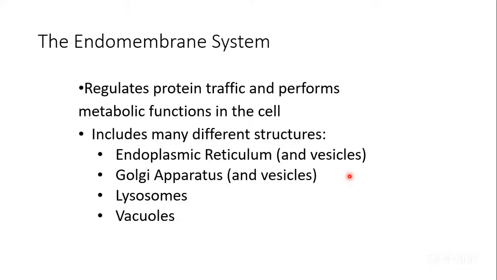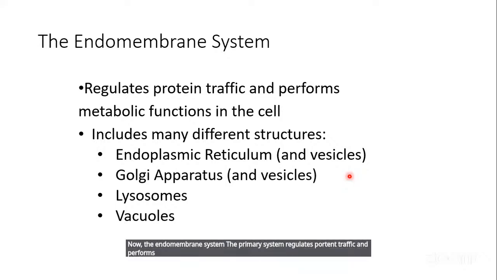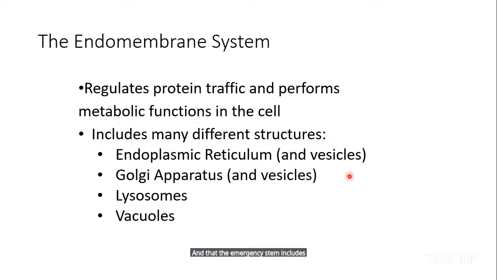Now, the endomembrane system. The endomembrane system regulates protein traffic and performs metabolic functions in the cell. The endomembrane system includes different structures. So we have the endoplasmic reticulum and its vesicles. We have the Golgi apparatus and the vesicles. We have the lysosome, and then we have the vacuoles.